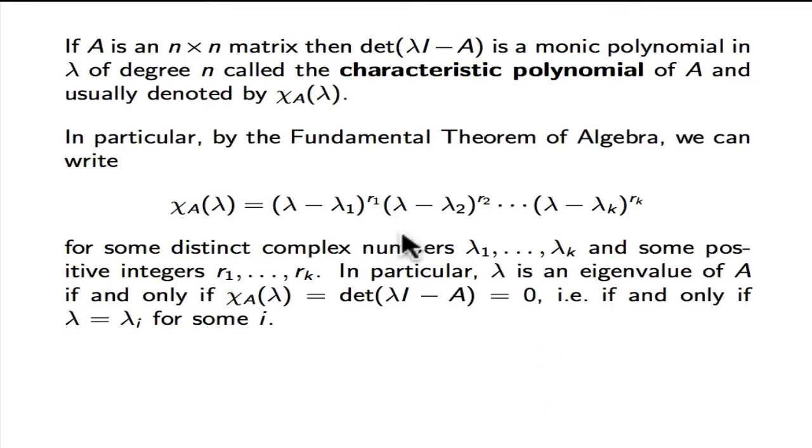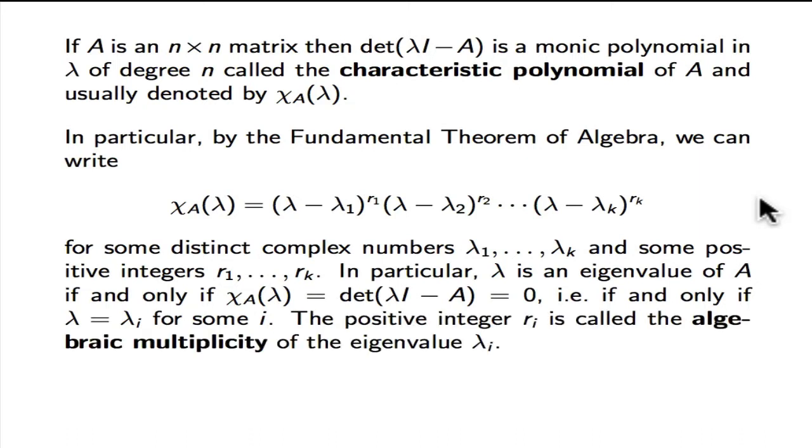So in particular, lambda is going to be an eigenvalue of A if and only if chi_A of lambda is equal to 0. So if and only if lambda is equal to lambda_i for some i from 1 up to k. And this positive integer r_i is called the algebraic multiplicity of the eigenvalue lambda_i. So let's see another example.